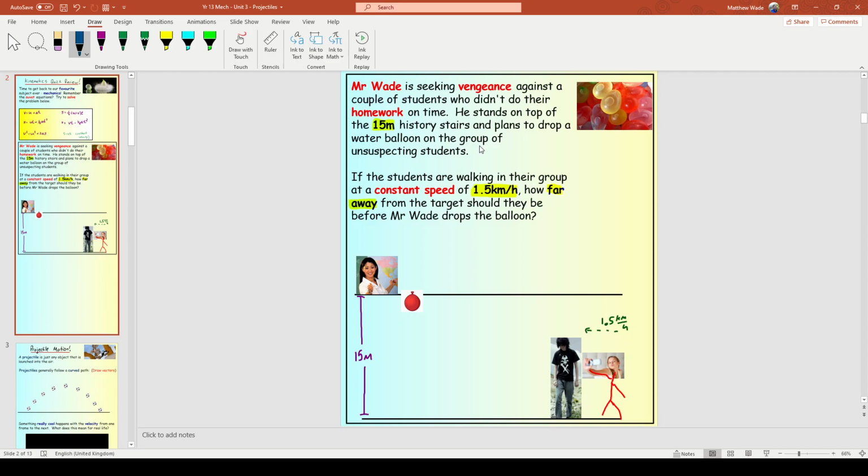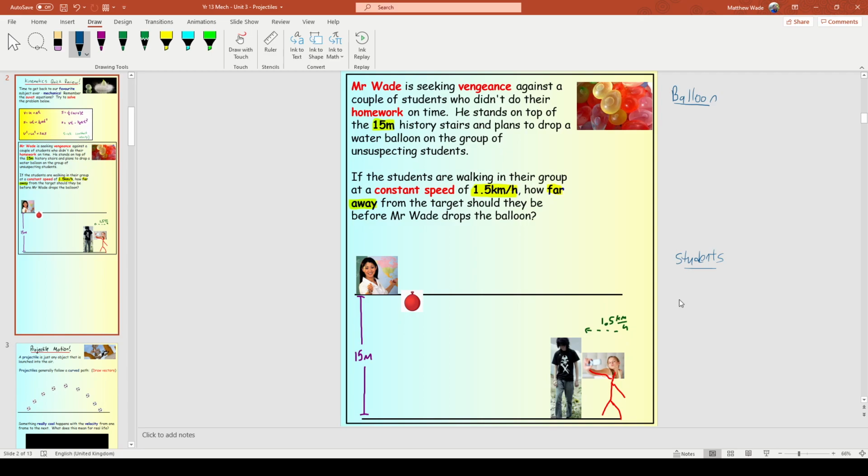Here we go. We have 2 parts of this thing, okay? First things first, we have the balloon. The balloon has got its own motion. We also have the students who have their own motion as well. And they, my lovelies, yeah, we've got them as well.